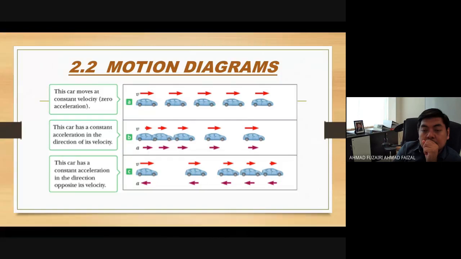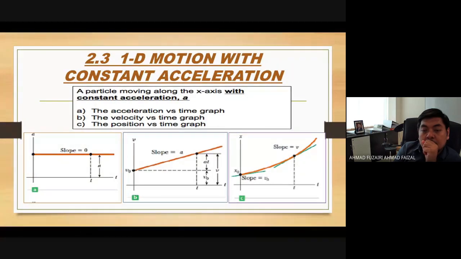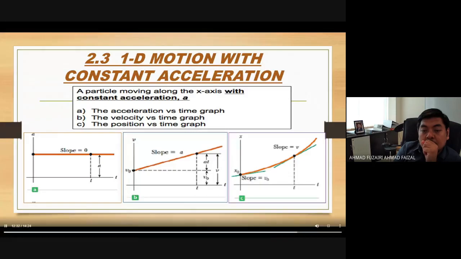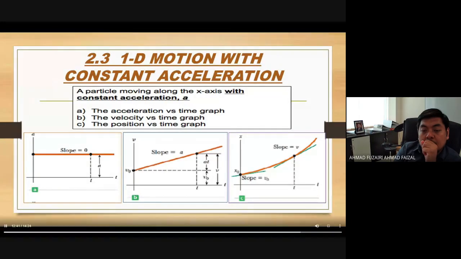A particle moving along a straight line on the x-axis with constant acceleration can be studied on three different graphs. The first graph is the graph of acceleration versus time. As you can see here, the slope is zero. This is due to the constant acceleration between the initial point and end point. When we calculate the area under the graph, we may get the velocity of the object.